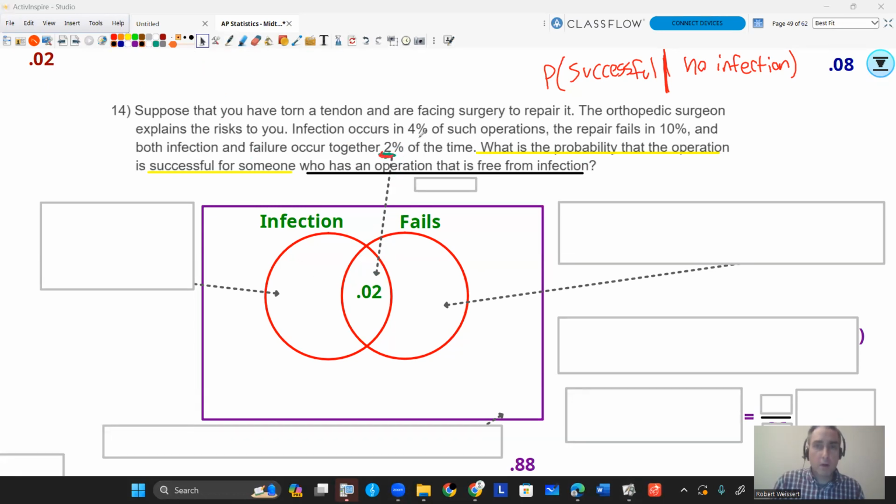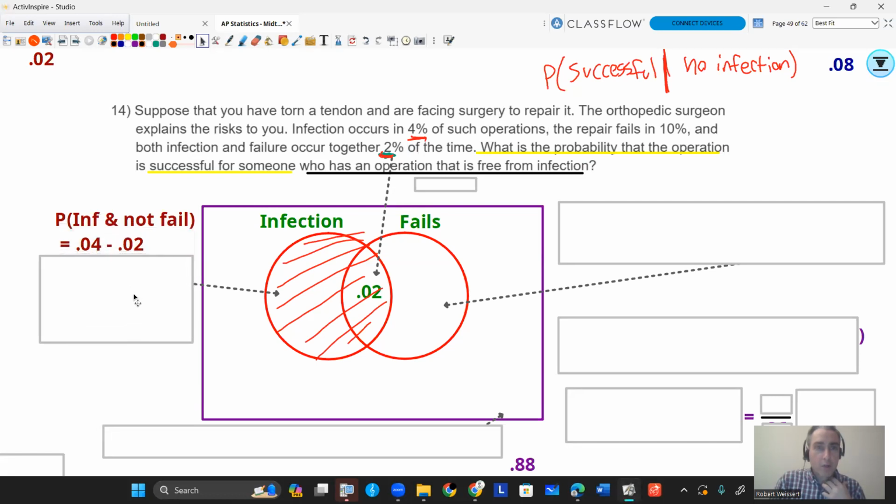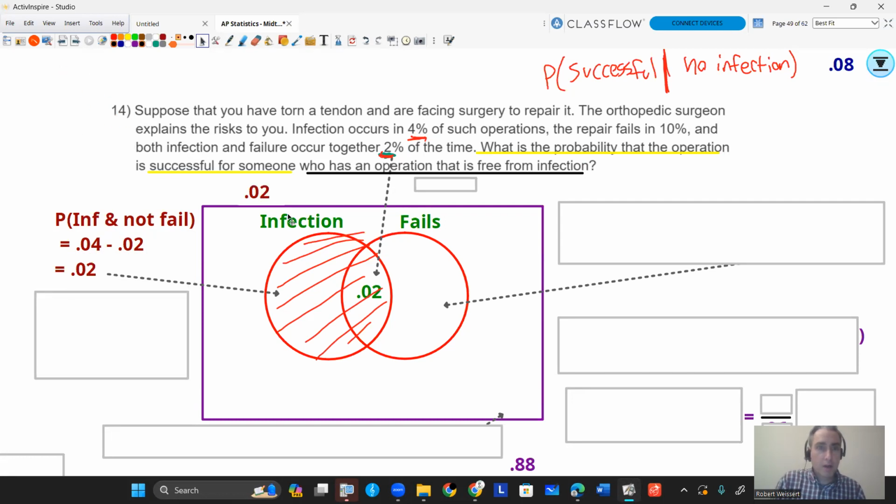Now, as far as the other ones go, you've got to remember that when it says infection occurs in 4% of such operations, that represents the whole circle. So 4% is all of that, not just the part that's not the 2%. So we have to figure out, what is the part that's just outside of the overlap? You can take that 4% and subtract the overlap, and you're going to get 2%. So this number right in here is actually going to be 0.02, because those added together will give you the overall 4%, which if you want, you can write right here so you can recognize it's those two added together. Same with the failures.